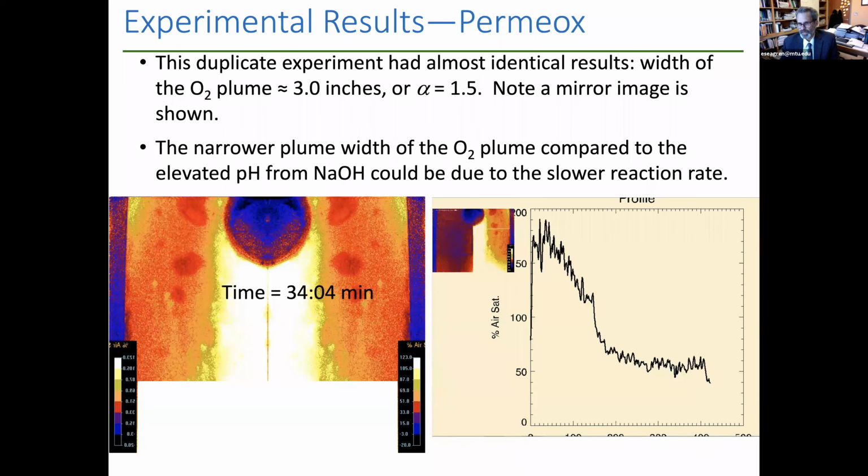Maybe this is due to the slower reaction rate, as we hypothesized. We probably need to run another experiment where we do the blue dye experiment with the inserted mesh screen and Permeox material in the center, and see if that's impacting the permeability of the well sufficiently to cause the plume to decrease in size. If that setup gives us a similar result for the blue dye without the insert, then I'd say this is consistent with our hypothesis that the slower reacting material is resulting in a little bit narrower plume. But we need to look at that a little more carefully.